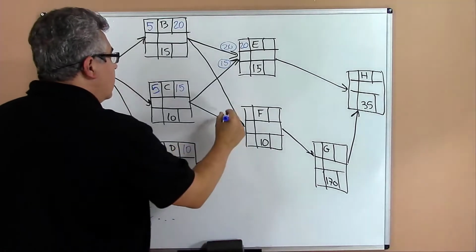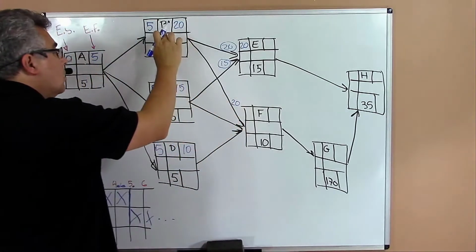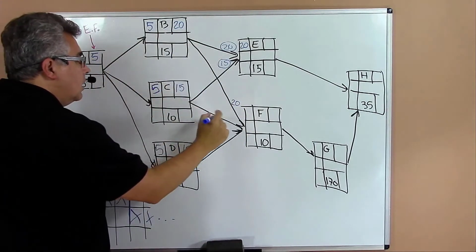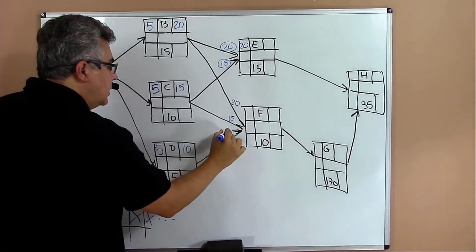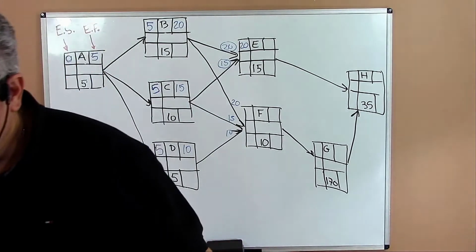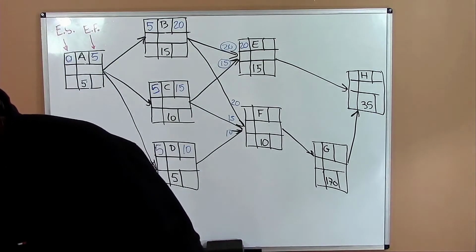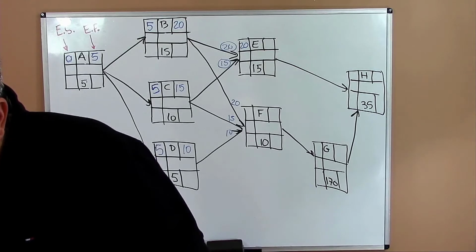So tell me for activity F. F has to wait for B, the conclusion of C, and then the conclusion of D. What's the early start for activity F? Okay, 10. Oh, Francisco, you put 10. 20.